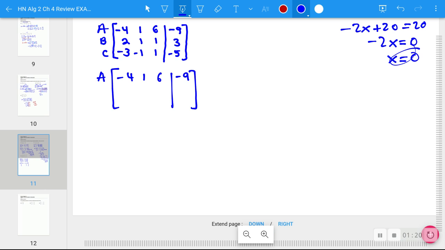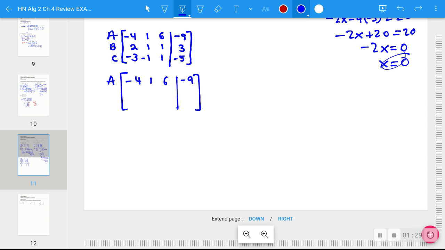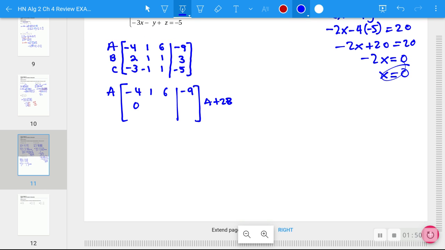And to get rid of the 2 that's here, I'm going to double that line and add it to line A above it. So I'll call it 2 of the A's. No, I'm sorry. A plus 2B. A plus 2 of the B's. So negative 4 plus 2 times 2 would zero out. The next column over, we would take the A, which is 1, and add 2 of the B's. So 1 plus 2 times 1 would be 3.